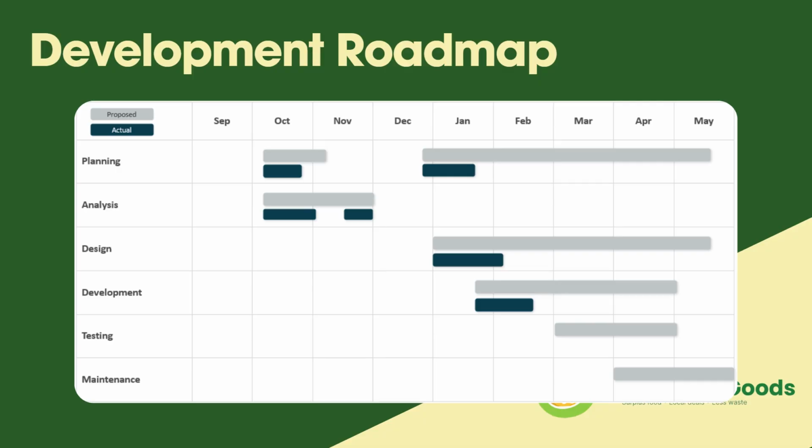So overall, our early phases, planning and analysis, are already completed or underway based on actual progress. We're currently focused on design and development, then testing and maintenance follow in the later months. These roadmaps help us track progress, manage deadlines, and ensure we deliver each module in the right order, from foundations to implementations to validations and support.